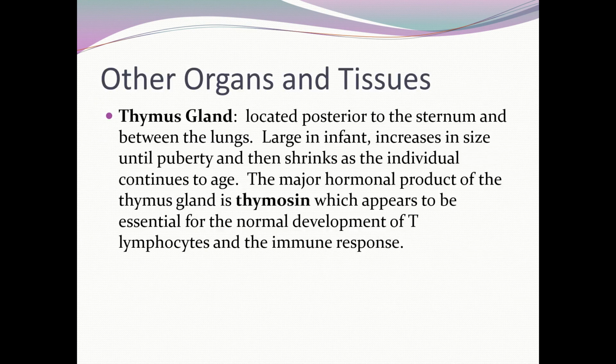The thymus gland is a notable mention here. It is a major part of the immune system and is located posterior to the sternum and between the lungs. It is large in an infant and increases in size until puberty, and then it shrinks as the individual continues to age. The major hormonal product of the thymus gland is thymosin, which appears to be essential for the normal development of T lymphocytes and the immune response.